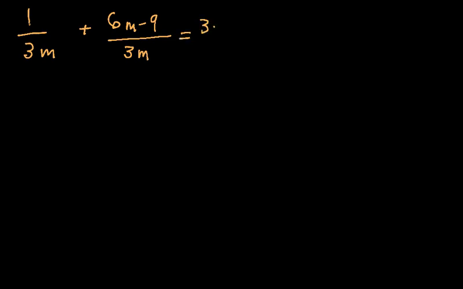So today what I want to do is go over some examples with rational expressions. Let's start off with this first one. We'll have 1 over 3m plus 6m minus 9 over 3m equals 3m minus 3 over 3m. Okay, so that's the equation we're starting off with.